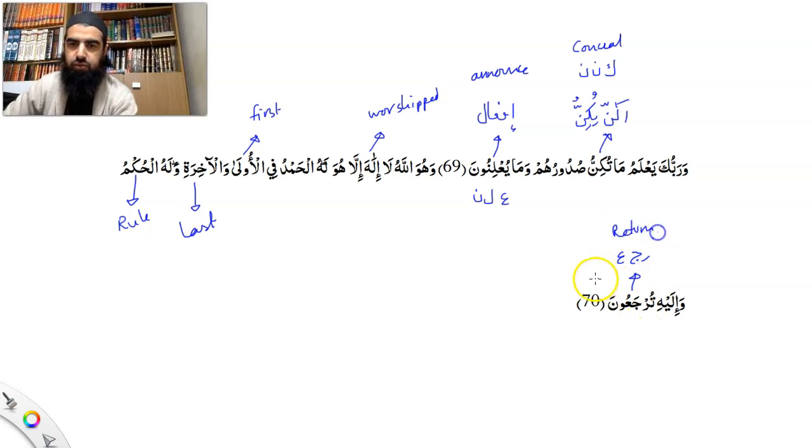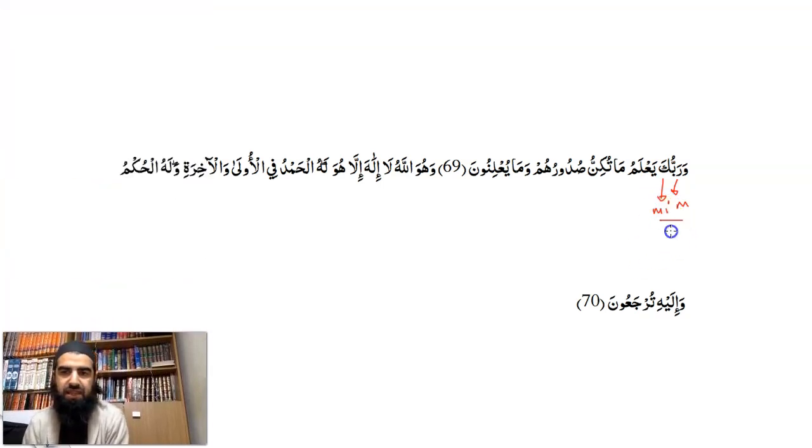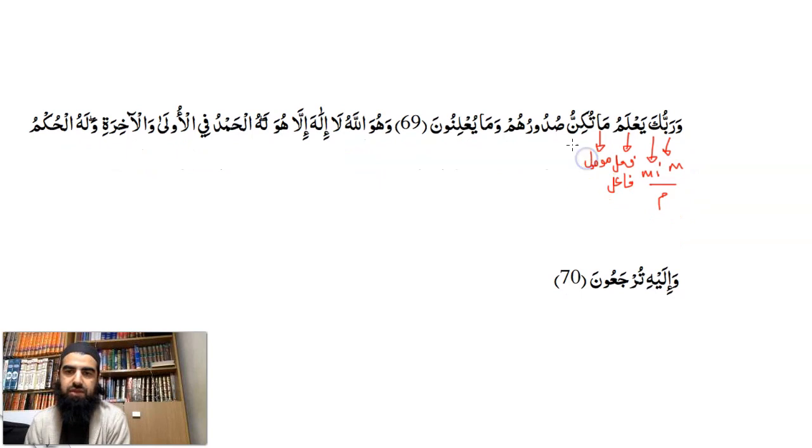In Tarkeeb we'll find out more. So let's look at Tarkeeb. Rabbuka: Rabb is mudaf, ka is mudaf ilayhi, put together they become the mubtada. Ya'lamu is the fi'l plus the fa'il, which goes back to Allah, huwa. Ma is mawsul, tukinnu is the fi'l, and sudur is the fa'il. And hum, mudaf ilayhi, becomes part of the fa'il of tukinnu.